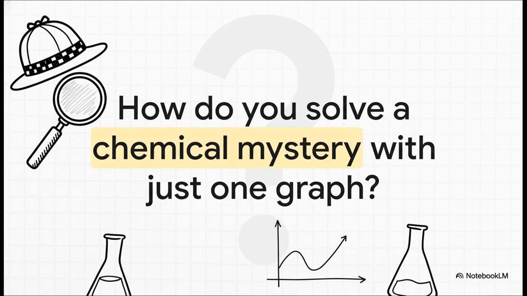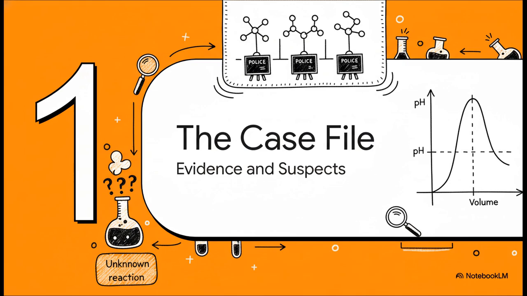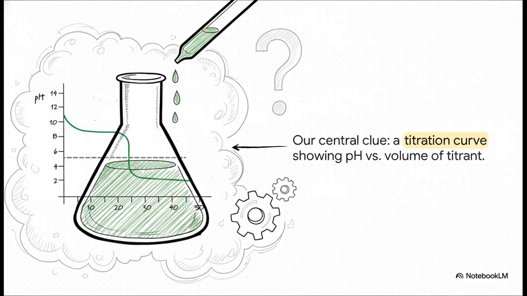Think of us as chemical detectives for a minute. We've got a bit of a mystery on our hands, and this titration curve, well, that's our main piece of evidence. And believe it or not, it has all the clues we need to solve the whole thing. So every good investigation starts with the case file, right? Here's what we've got. One unknown reaction, a lineup of 3 possible chemical suspects, and of course our star witness, the graph.